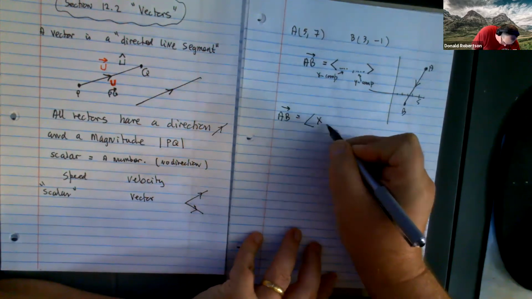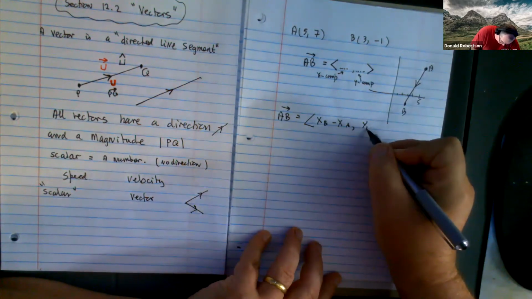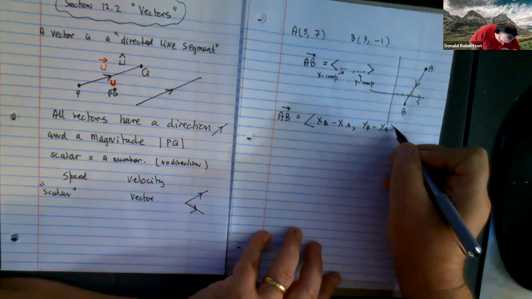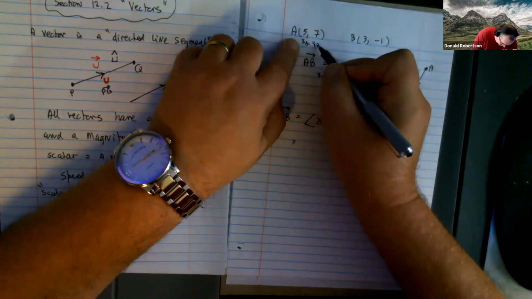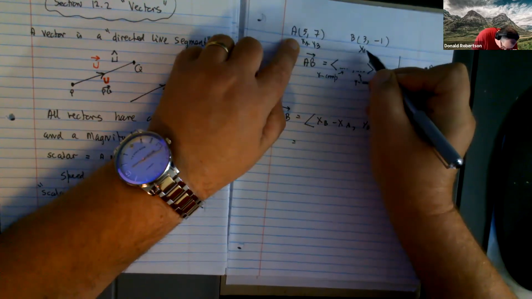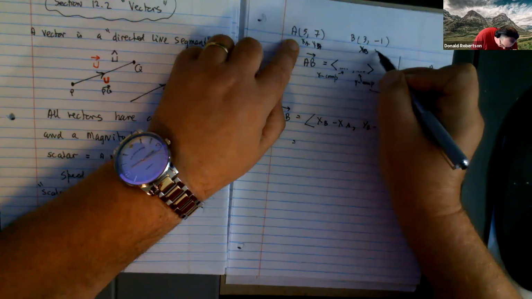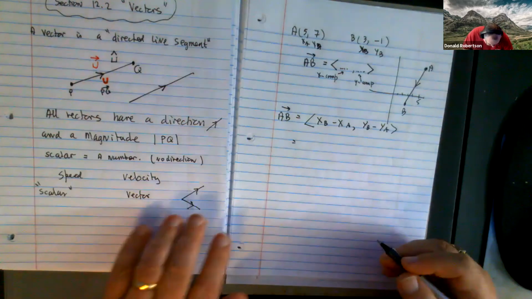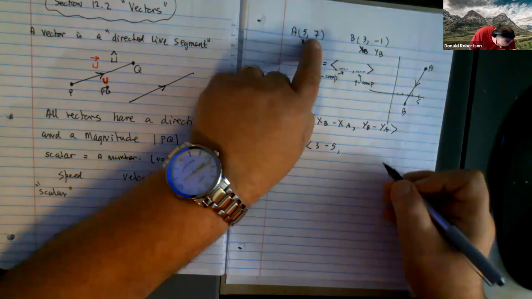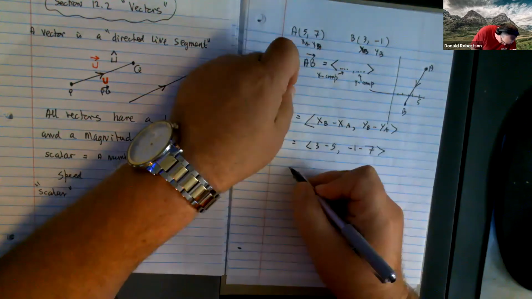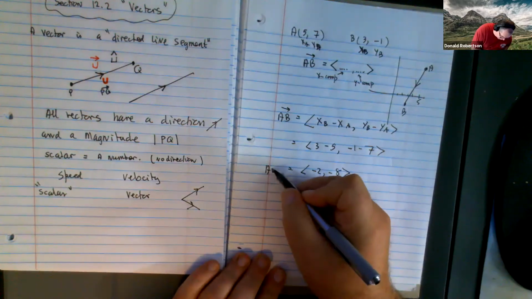It's the X coordinate of B take away the X coordinate of A, that's the X movement. And the Y coordinate of B take away the Y coordinate of A, that's the Y component. So this one is XA, YA, and this one is XB and YB. There we go. So what we have is 3 take away 5, and -1 take away 7, and we have -2, -8. And that is our vector.